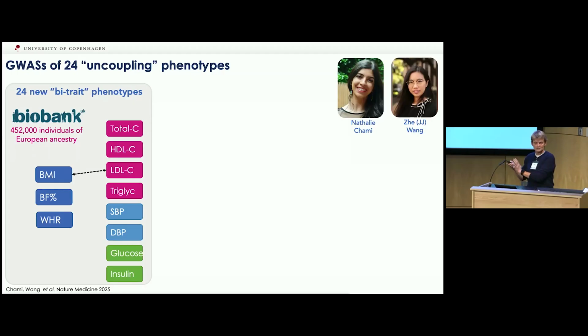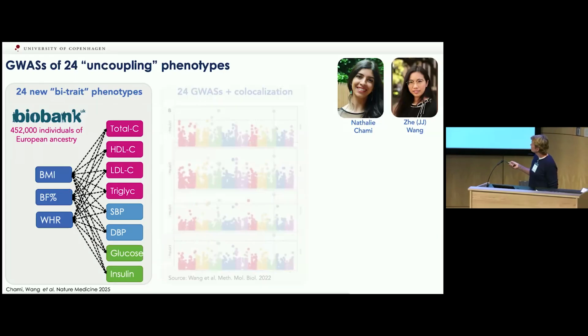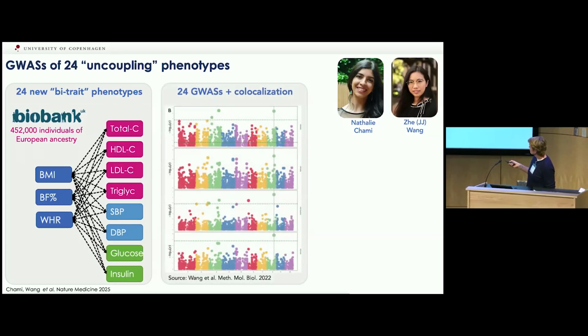So if I'm +6, it means that I'm a healthy obese. I'm a person with healthy obesity because I have a high BMI and low LDL. If you're -6, you're the opposite. You may have a low body mass index, but you have a high LDL. And we did that for BMI and LDL, but we did that for all these possible combinations. So we created 24 new phenotypes. We did a GWAS across these 24 new phenotypes.